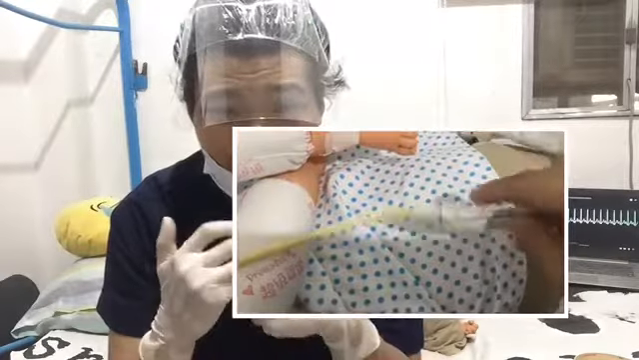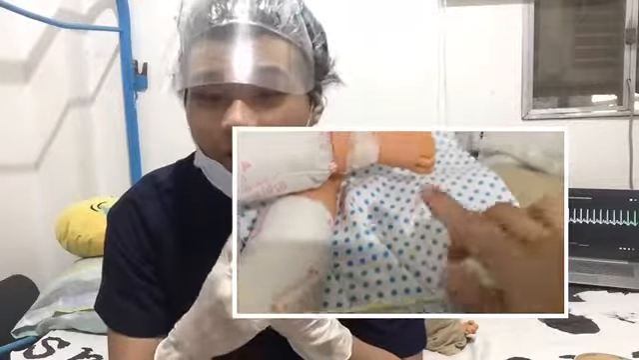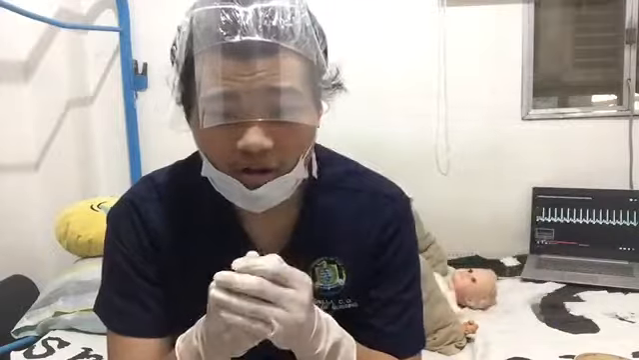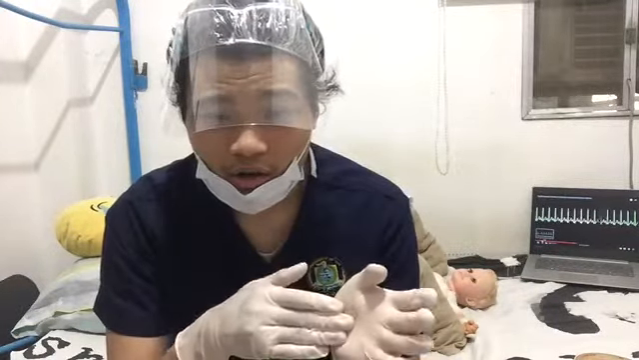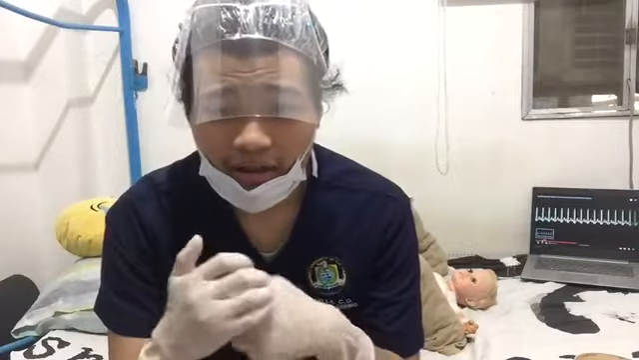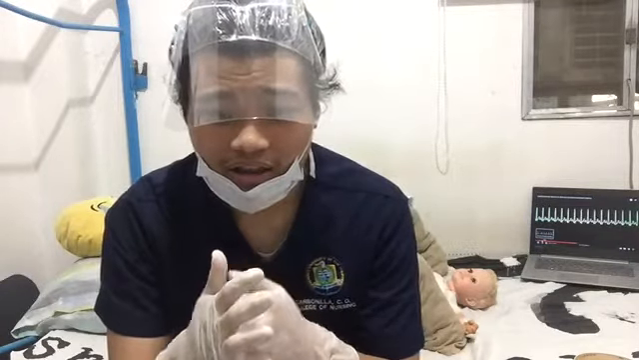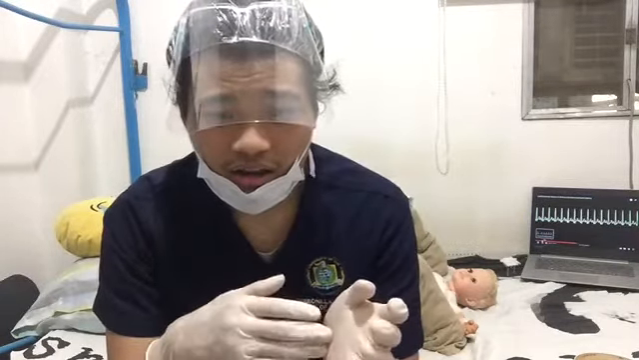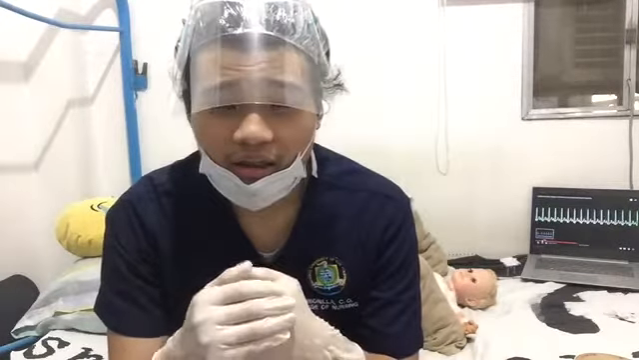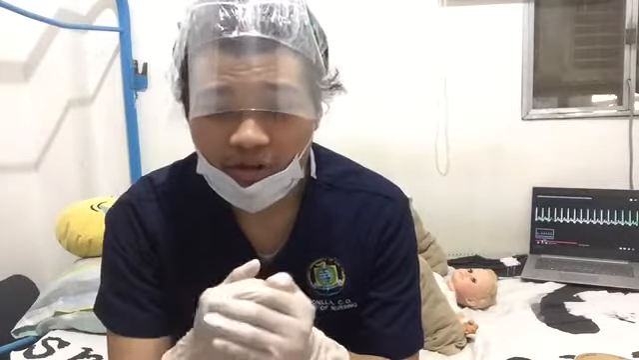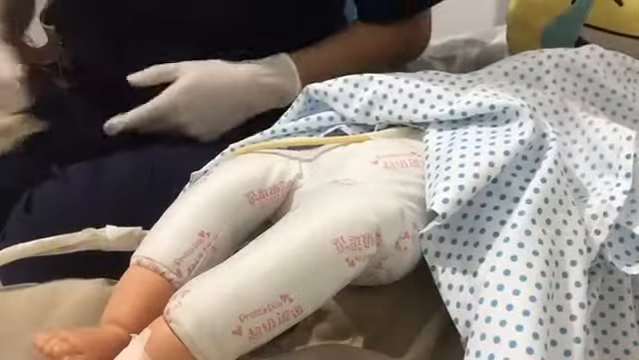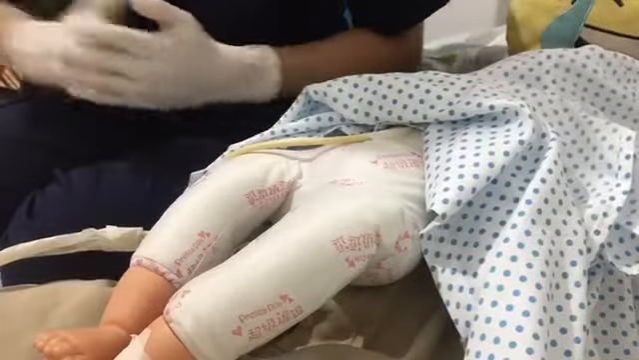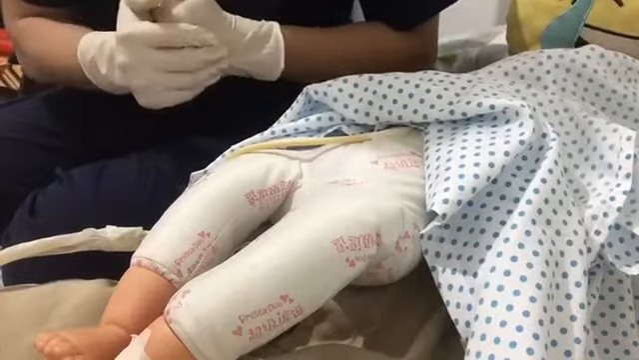We should also remember we shouldn't be milking the umbilical cord back to the baby. The purpose of this is that the pressure can rupture the tiny blood vessels in the brain of the baby, and it can increase hemorrhage. So now the next thing we're going to do is cord clamping.